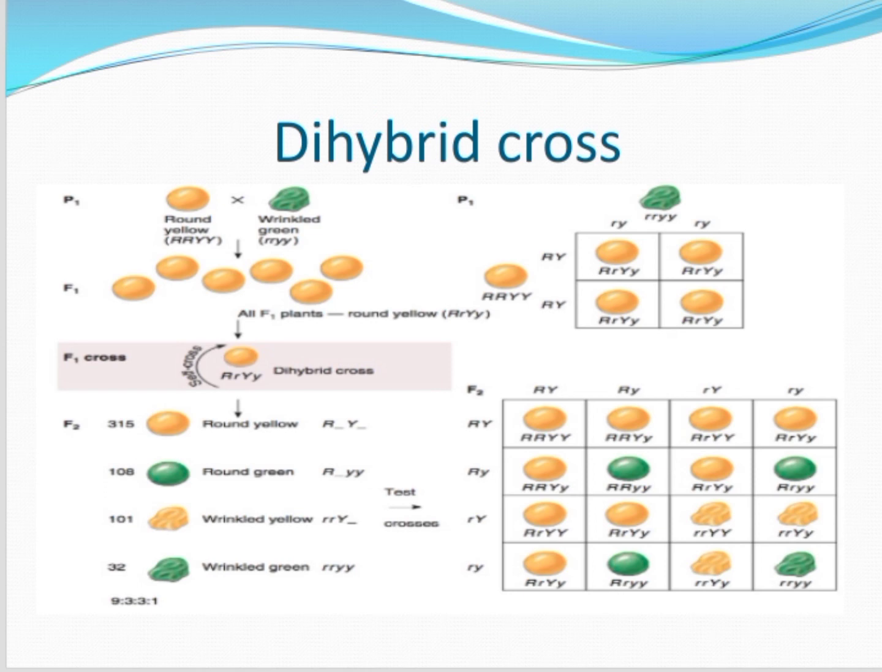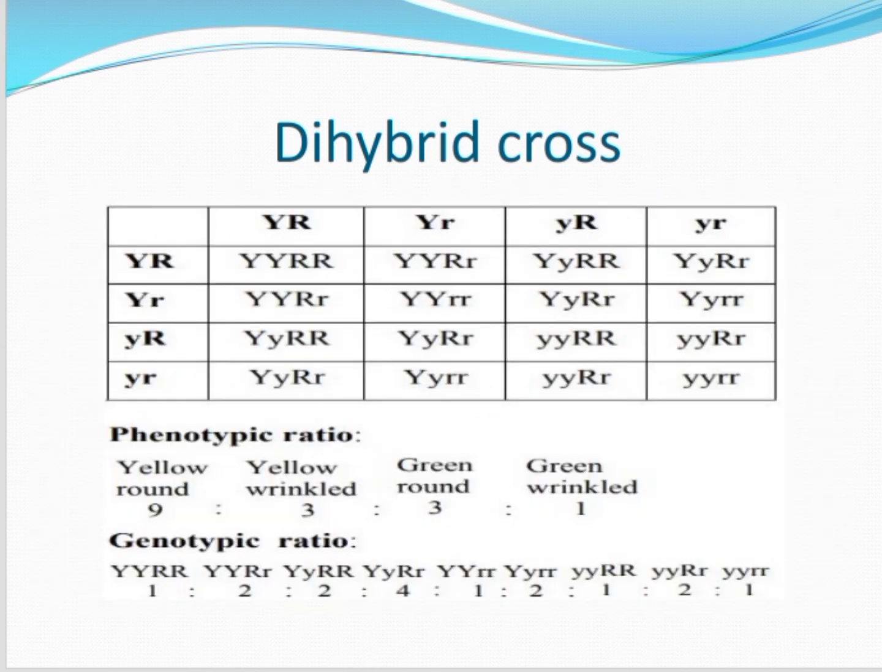Then what about the genotypic ratio? If you see the genes, 2 capital R's and 2 capital Y's, that is only 1. Then 2 capital R, 1 capital Y and 1 small y, that is 2. And next you can see 2, 4, 2, 1, 2, 2, 1, 2, 2, 1. So this is the genotypic ratio for the dihybrid cross.